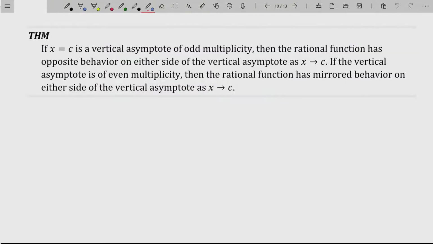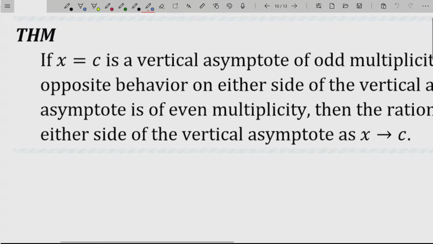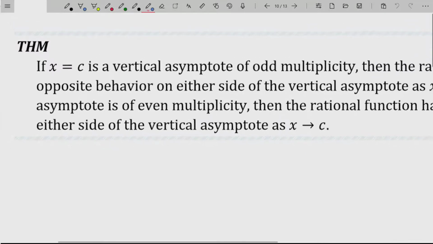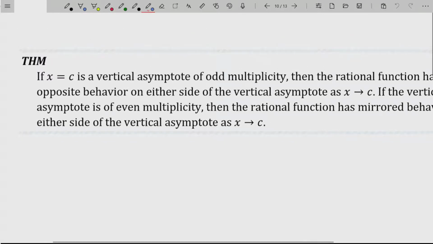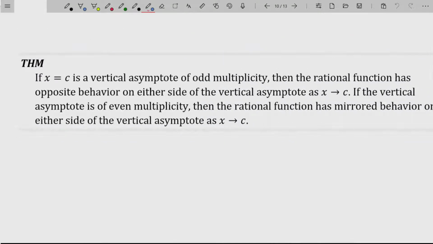And one last thing before we jump into actually graphing rational functions is, what do you do with that multiplicity? You might already know this, but if you don't, it's a good idea to treat it, and if you do know what I'm about to say, it's a good review. If you have a vertical asymptote at x equals c, and it's odd multiplicity, and we saw that in a previous example that you could have odd or even multiplicities on your vertical asymptotes, then the rational function has the opposite behavior on either side of that vertical asymptote as x approaches c. And I'll show you what I mean in a moment.